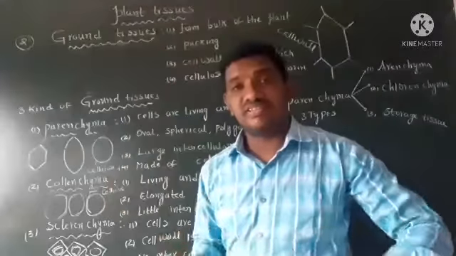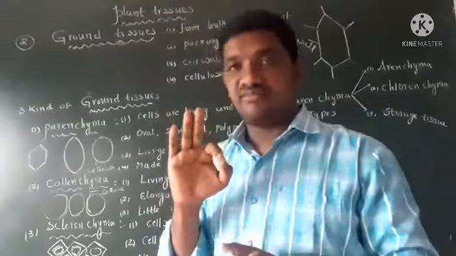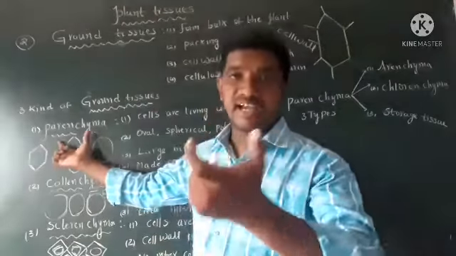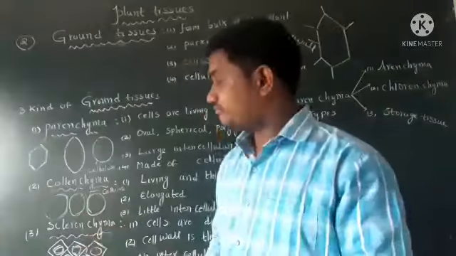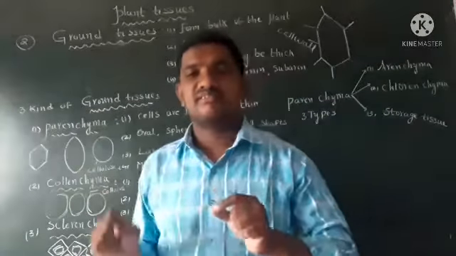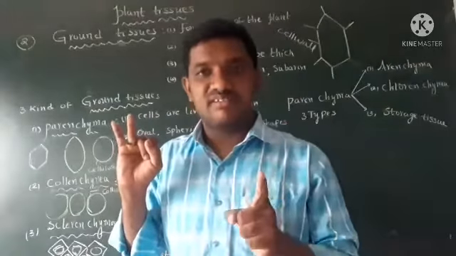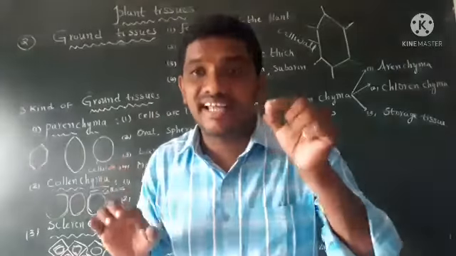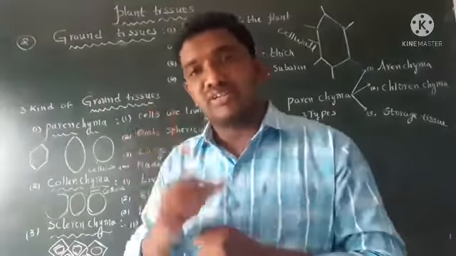Again, ground tissues are of three kinds or three types. What are those? See here. First one, parenchyma. Second one, collenchyma. Third one, sclerenchyma. These are the three kinds of ground tissues.